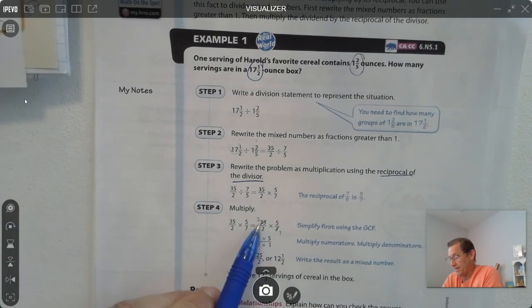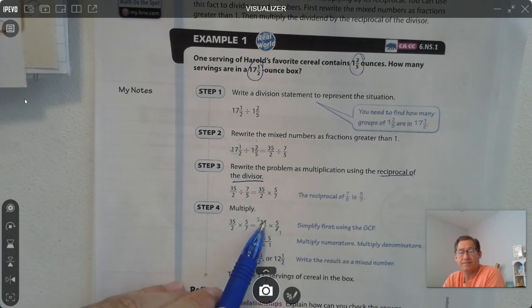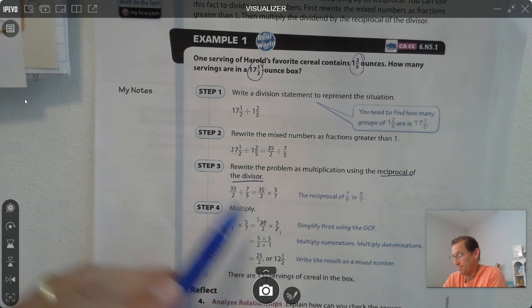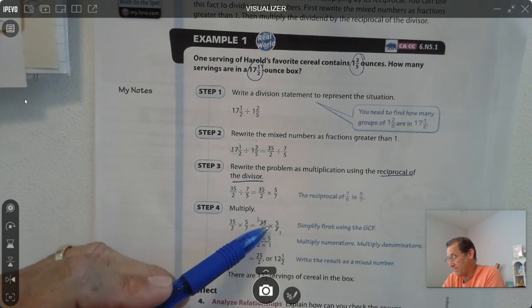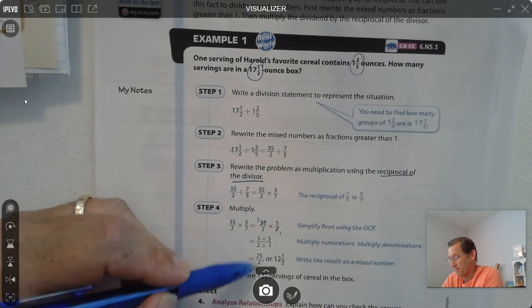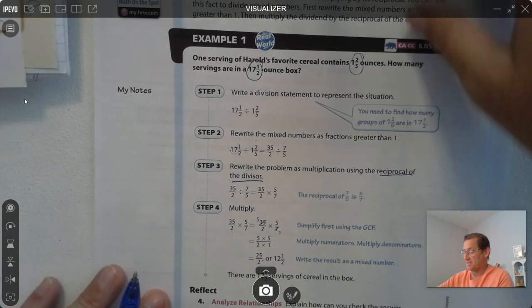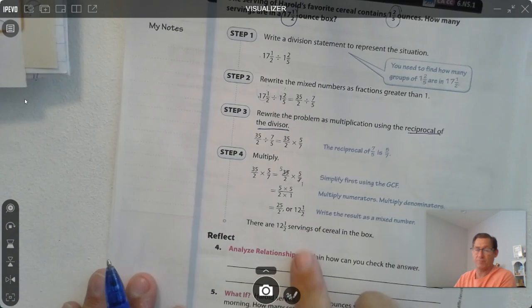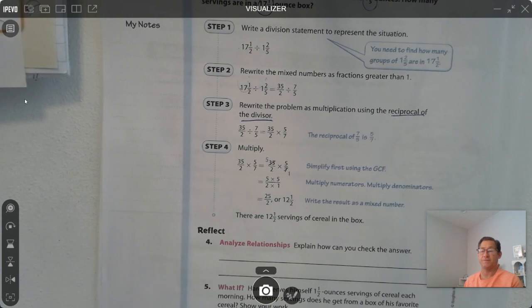They're showing us that we can simplify by dividing 35 and 7 by the greatest common factor, 7. So we're left with 5 halves times 5, basically. And 5 times 5 is 25 over 2. And then we can change that back into a mixed number, and it would be 12.5 servings of cereal in the box.